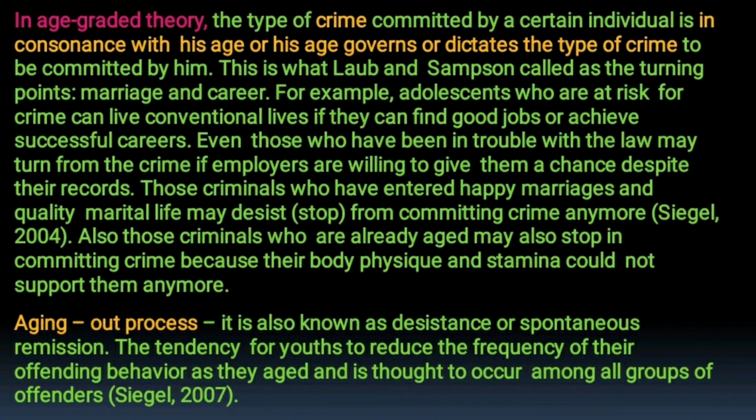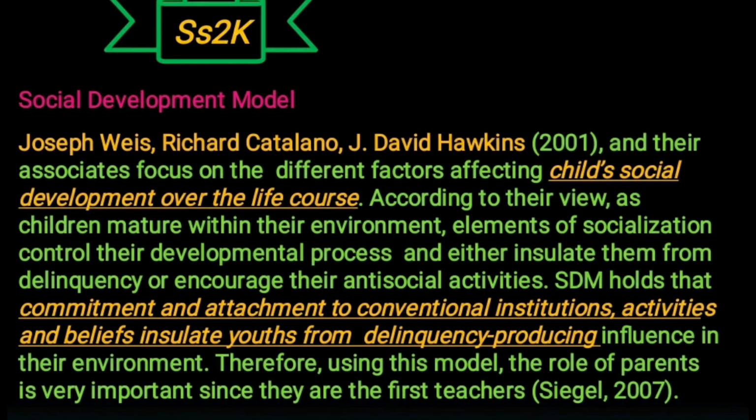Yan. Okay. And social development model. Ano naman yon? It is a theory which was introduced by Joseph Weiss, Richard Catalano, and J. David Hawkins in 2001, and their associates focus on the different factors affecting a child's social development over the life course. According to their view, as children mature, their environment and elements of socialization control their development process and either insulate them from delinquency or encourage their anti-social activities.